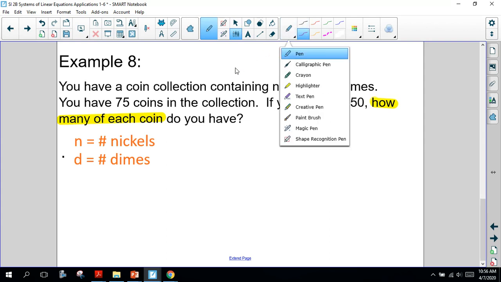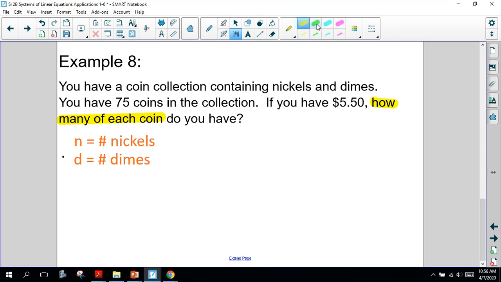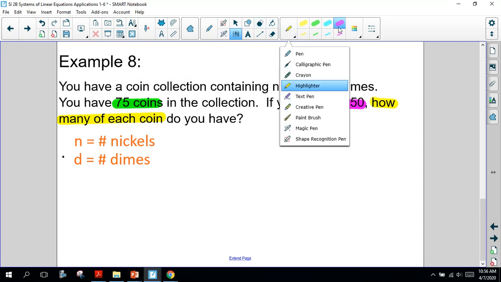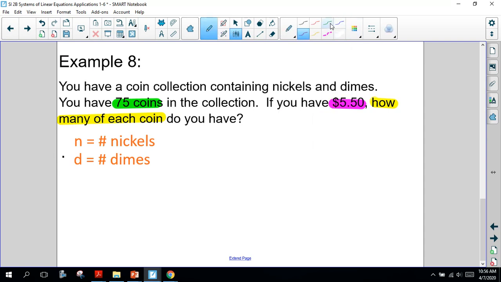Once again, I'm looking at it and I'm seeing themes that are coming to light here. One of the themes is talking about the number of coins. There are 75 coins in the collection. The other theme that I'm seeing is that we have $5.50. So one equation is going to be the theme of the number of coins. The other one is going to deal with the amount of money.